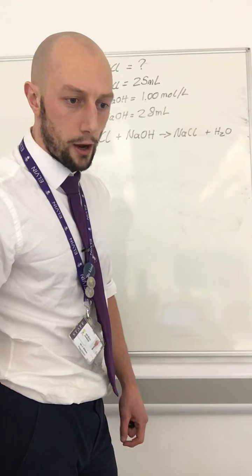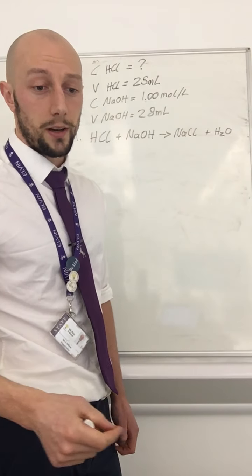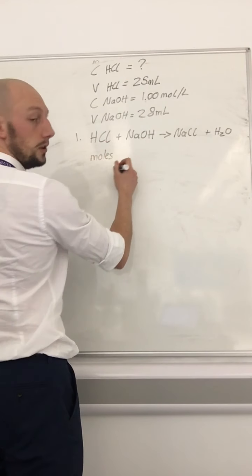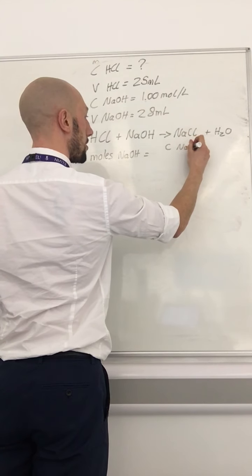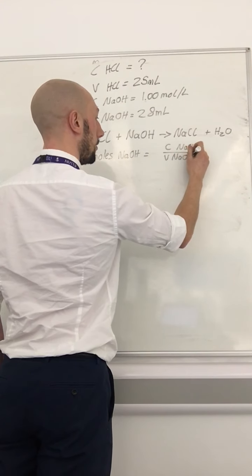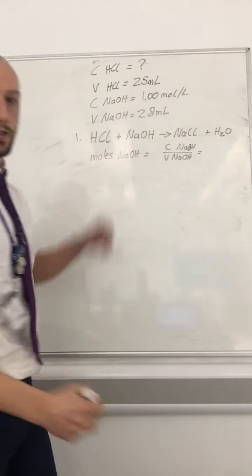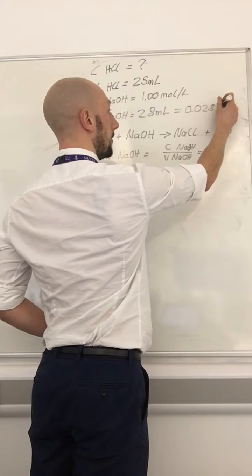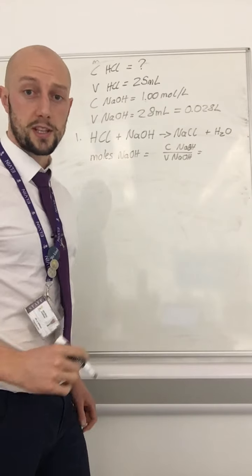Step 2, calculate the number of moles of sodium hydroxide reacting. The formula that you need is in the yellow box on the right hand side. Moles is equal to concentration times volume. So moles of NaOH is equal to the concentration of NaOH over the volume of NaOH, which is equal to 1 mole per litre over, oh wait a minute, this is in millilitres. So I'm just going to convert this to litres. It's an important step. And remember, include all of your units in the calculation so you don't make mistakes from them.